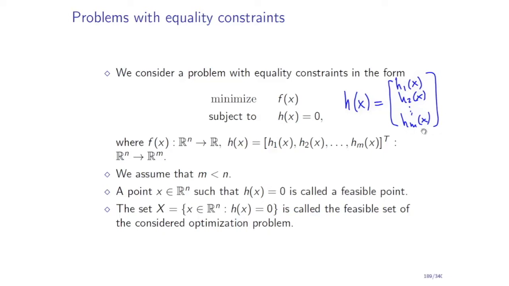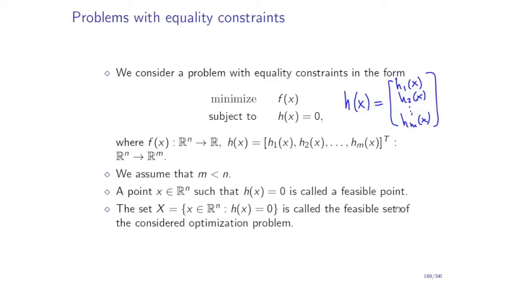The assumption usually is m is less than n, because we are talking about the equality constraints here. If we had more equations than we have variables, this would result in an overdetermined system, which would often be infeasible. We want to make sure that we have a non-trivial feasible region here for this problem.